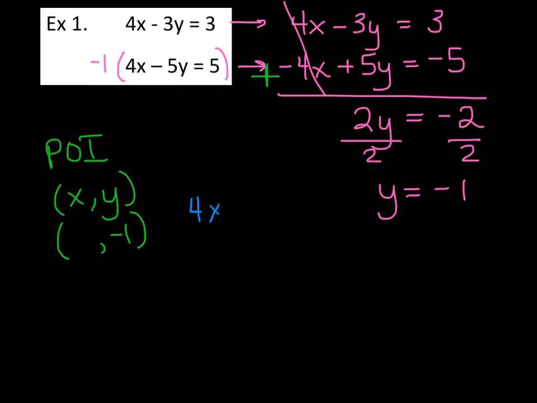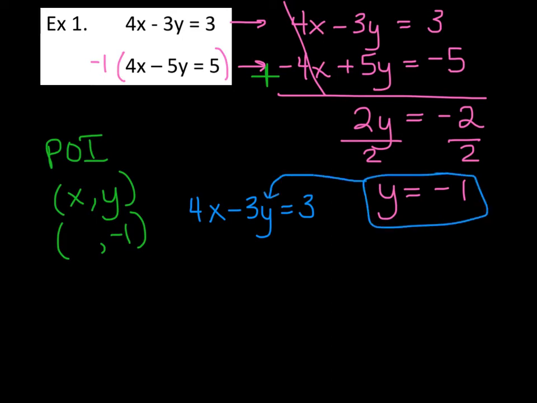So I'm going to take the 4x minus 3y equals 3, the top equation, and I'm going to go ahead and substitute in my negative 1 in for the y. So I'll have 4x minus 3 times negative 1 is equal to 3. Okay, 4x. Many of us have gotten stumped on this before. You're multiplying negative 3 times negative 1. That's going to give us a positive 3 is equal to 3.